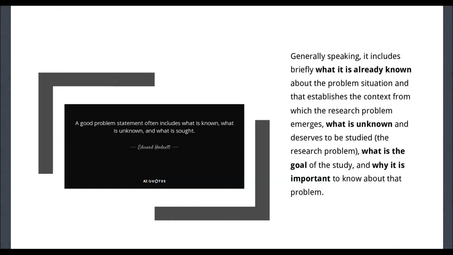Okay, so therefore, a problem statement should provide the information presented in this slide. What is already known? What is unknown? What is the purpose of the study? And why knowing it is important. So you have, both in the text and in the quotes, what is necessary in a problem statement. In other words, you have to provide information about the context into which the problem emerges, what needs to be studied, and the reasons to do it.